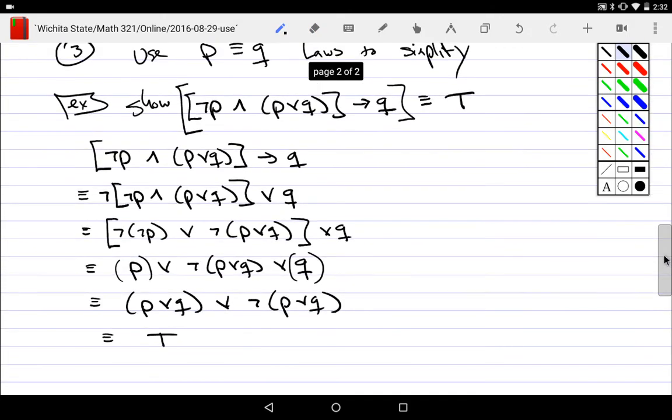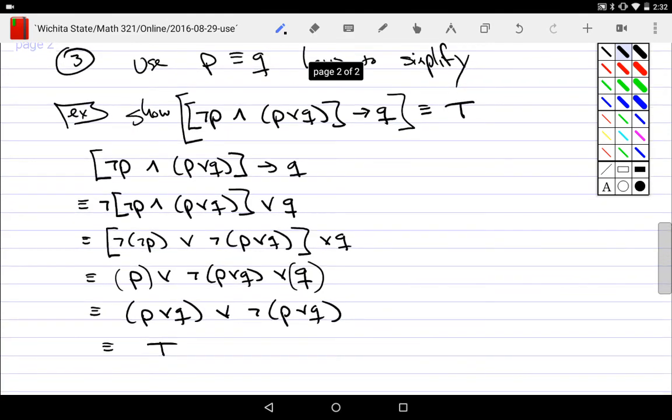And so what I would like you to do for the attendance is just to say what I told you, which laws did I use? I'd like you to copy this, I mean, do this and understand it. I'd like you to tell me which laws were used as you went from line one to line two. So for example, from here to here, I used the disjunctive version of implication. From here to here, I used De Morgan's law.